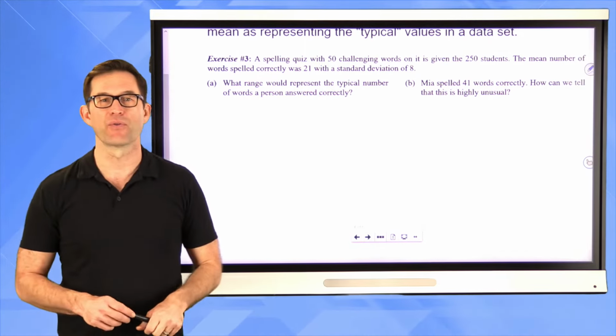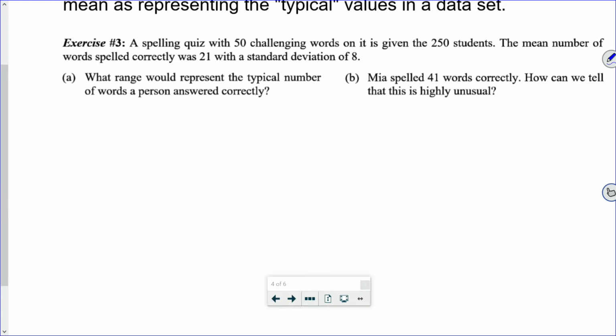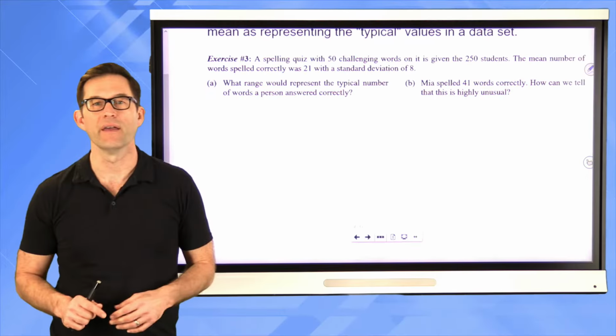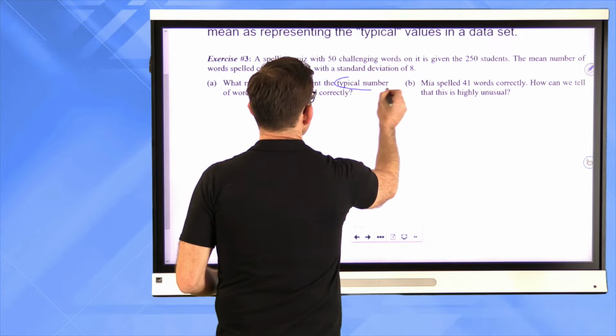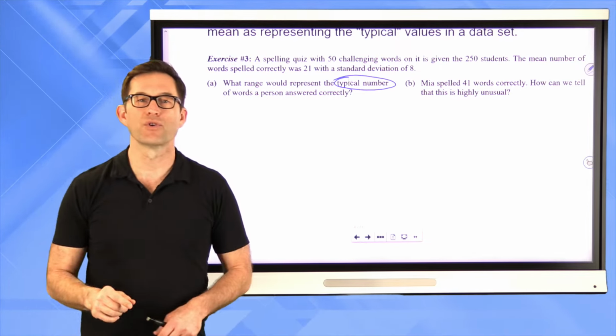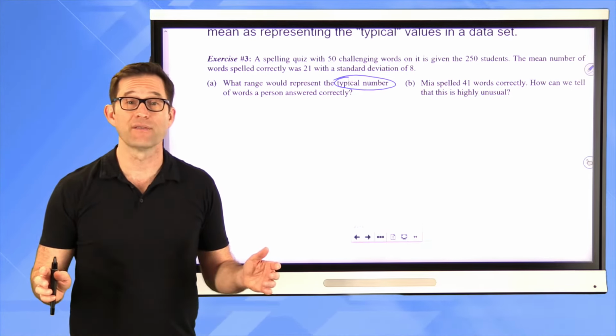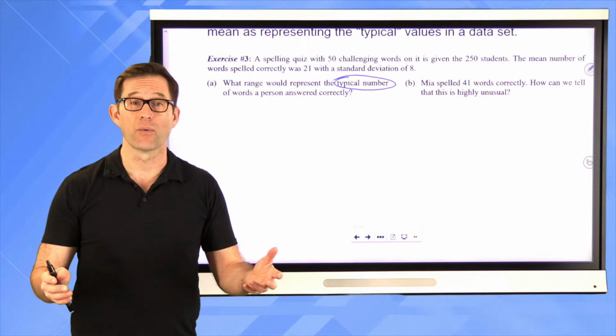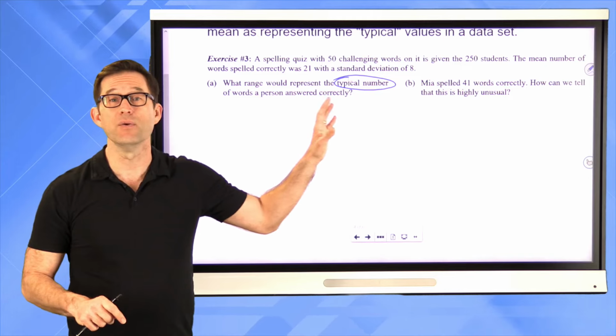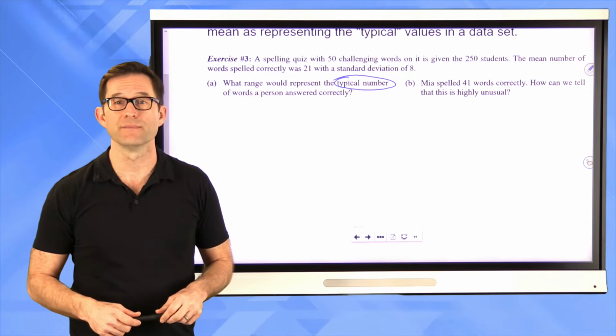Let's take a look at exercise number 3. A spelling quiz with 50 challenging words on it is given to 250 students. The mean number of words spelled correctly was 21, with a standard deviation of 8. Letter A, what range would represent the typical number of words a person answered correctly? Okay, so again, it's all about this typical number, right? And that implies that we're talking about the 1 standard deviation interval and not the 2 standard deviation interval. That's not the typical range. That's like almost the entire range. So pause the video now and see if you can figure out what that 1 standard deviation interval is.